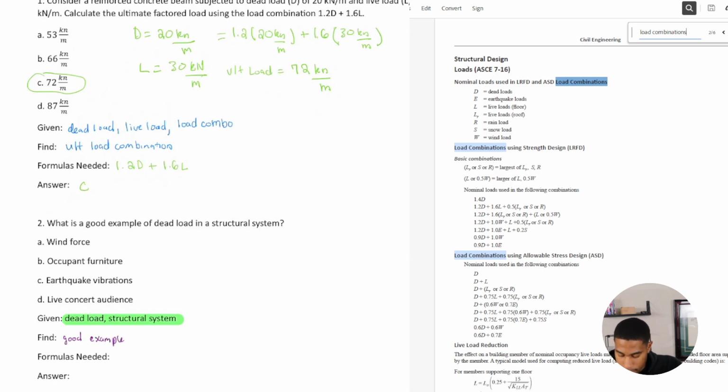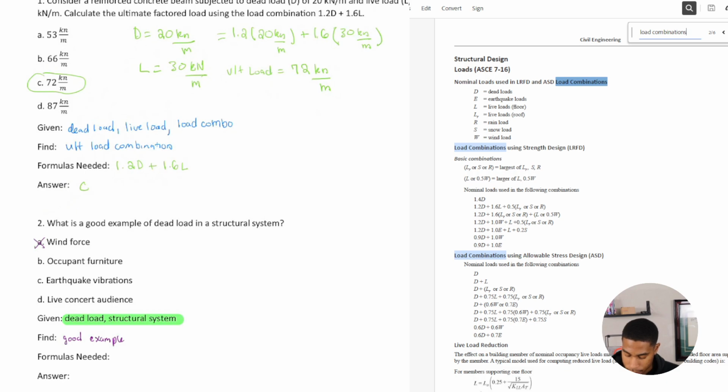Okay. Got all these different things. So would wind force be an example of dead load? Well, dead means it's there and it's there for pretty much ever. So is wind always there? No. Is the same amount of wind always there? No. And dead load also means that it's normally not moving. So that's another key thing.